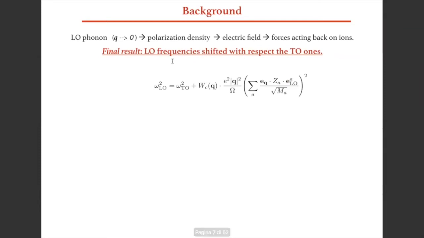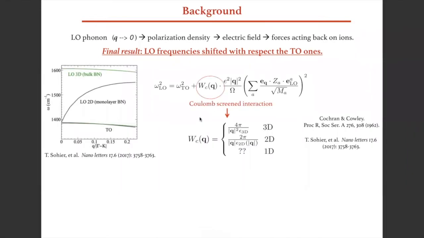This kind of dielectric shift can be modeled by means of this formula here. The crucial quantities are the Born effective charges modulating the strength of the dielectric effect, and in particular this W, which is the Coulomb screened interaction encoding the crucial information about the dimensionality of our system. In the literature, analytical models to describe this W have been developed and are quite well known. For three-dimensional materials, we have a 1 over q squared behavior in the W, such that when we substitute into the original formula for the dielectric shift, we get a dielectric shift which overall doesn't depend on the phonon momentum and is constant across the Brillouin zone. So we have the so-called LO-TO splitting at gamma in three-dimensional materials.